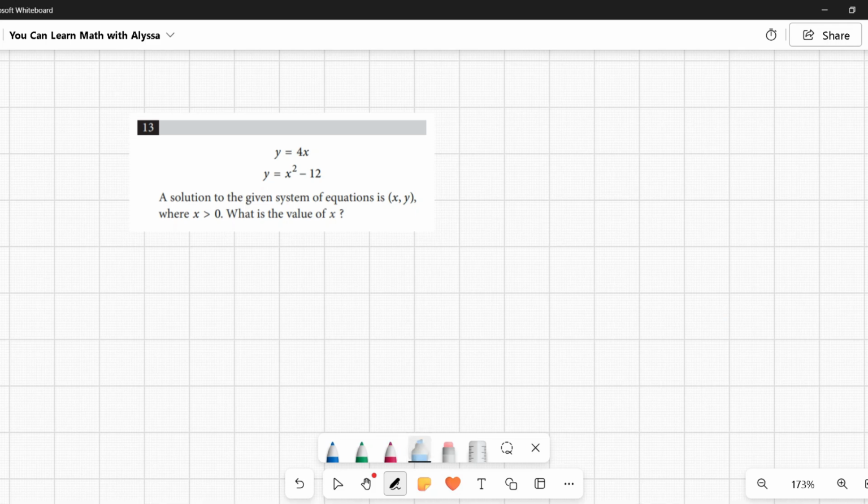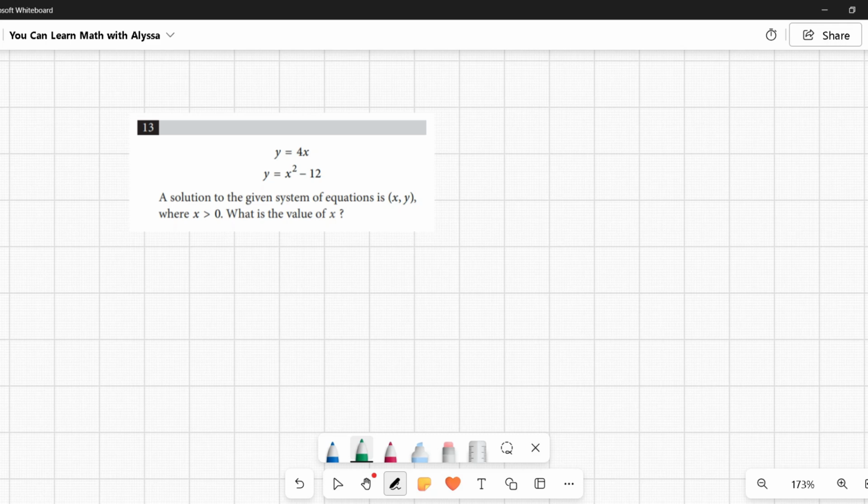And even just this term here at the beginning, a solution to the given system of equations, implies there's another besides this one. This is one solution. But we want the one where x is greater than 0, or in other words, x is positive. What is the value of x? Okay, so y equals 4x and y equals x squared minus 12.